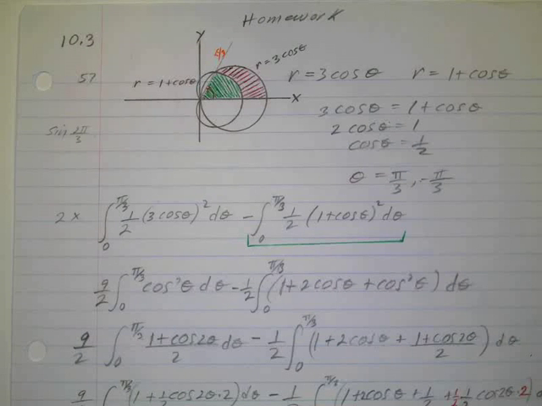Okay, this is another problem from section 10.3. This is number 57. We want to sketch the polar curves r equals 3 cosine of theta and r equals 1 plus the cosine of theta, and find the area inside the circle and outside the cardioid.